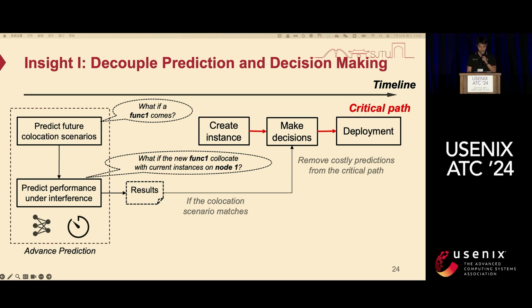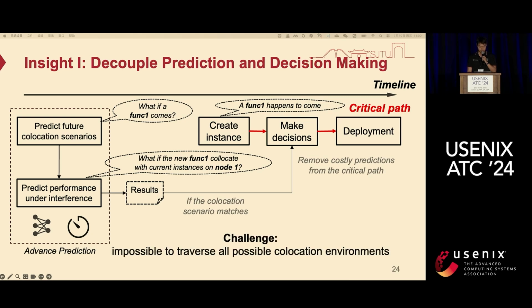Then, when scheduling a newly incoming instance, for example, if the newly arriving instance happens to be an instance of function 1, it means the actual co-location scenario matches the assumption of the prediction. We can directly make decisions with the prediction results. No need to make on-path predictions. Therefore, we can remove the costly predictions from the critical path. It looks great, but there are an infinite number of scenarios of possible incoming instances. We cannot traverse all possible co-location environments.